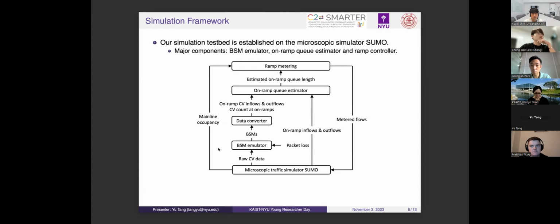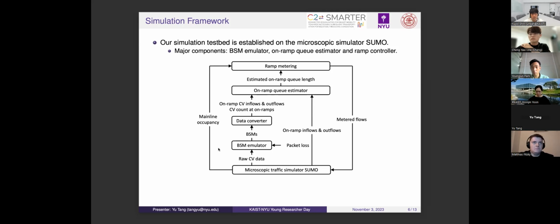And this figure gives more details about our simulation framework. Our simulation testbed is established on the microscopic simulator SUMO, and we can see the major components such as the BSM emulator, on-ramp Q estimator and the ramp controller. First, SUMO will give the raw CV data to the BSM emulator, and the emulator will give the data converter the BSMs, so that we can have on-ramp CV inflow, on-ramp CV outflow, and the CV count at on-ramps.